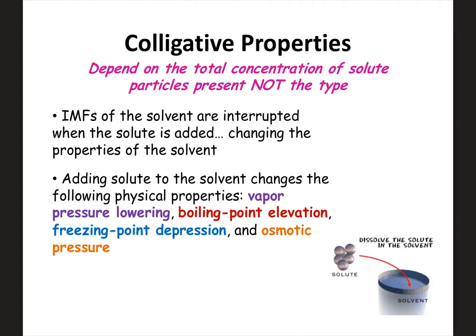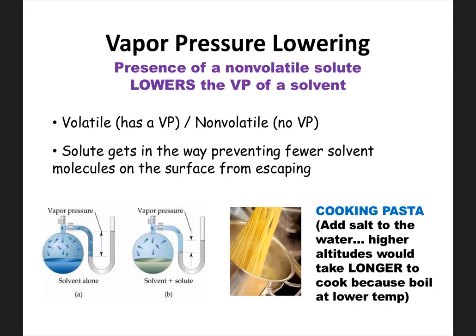Anytime you add a solute to a solvent, we're going to change certain physical properties, including the vapor pressure lowering, the boiling point will go up, the freezing point will go down, and we'll look at how this impacts osmotic pressure. So we're going to walk through all of these properties and see how adding a solute to a solvent affects them. The first colligative property I'm going to look at here is vapor pressure, all right?